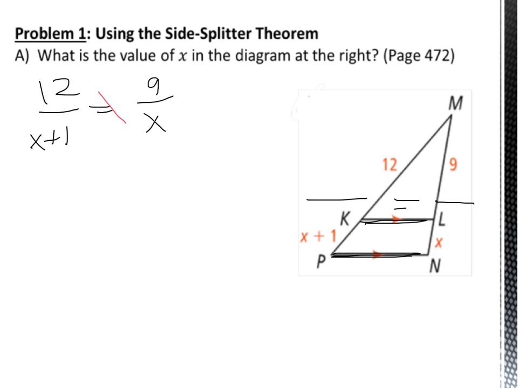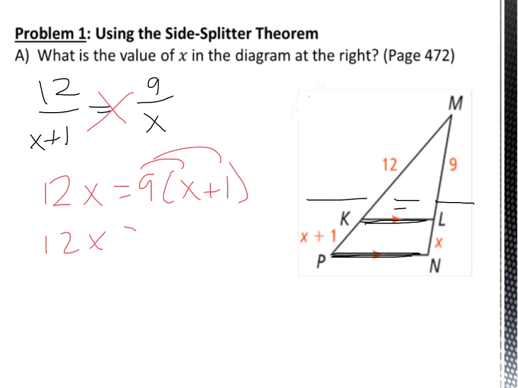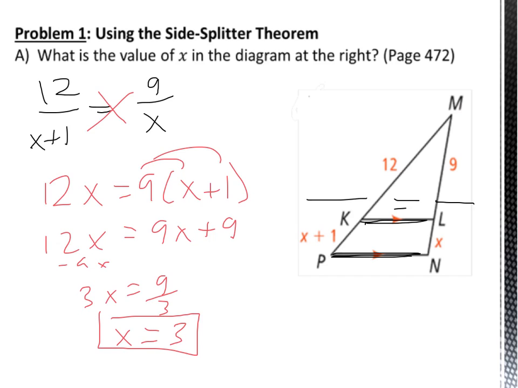And once you have that fraction equal fraction, you can cross multiply. And remember, you always want to make sure to put this in parentheses. So I would have 12x is equal to 9x plus 9, and then I can subtract 9x from both sides. 3x is equal to 9. Divide by 3. X is going to be equal to 3, and that's the only thing I have to do here, is solve the value of x.